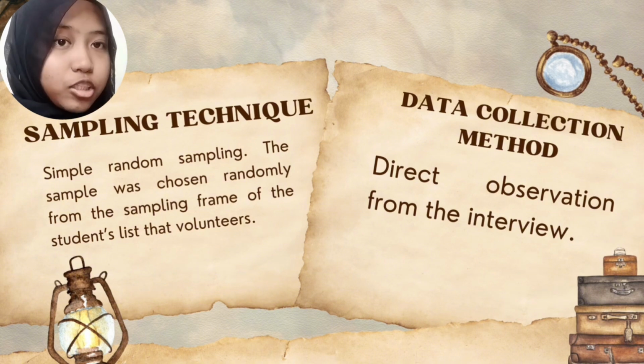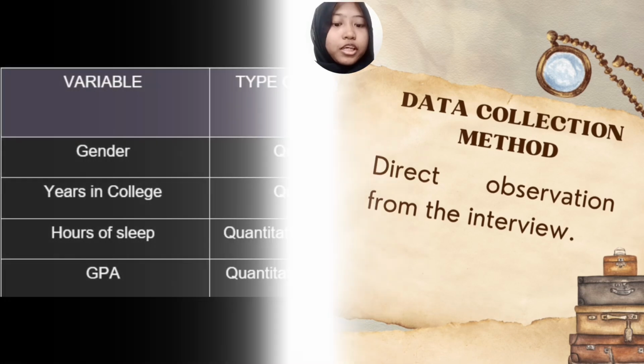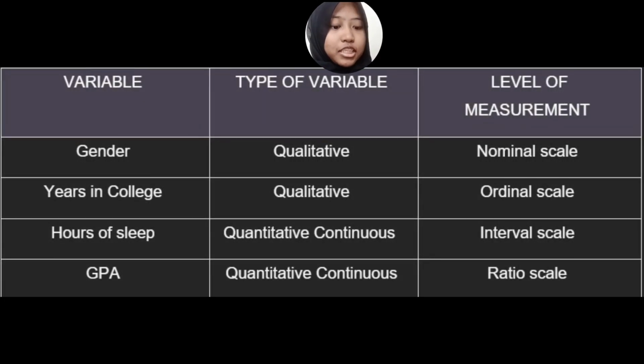And the data collection method was direct observation from the interview, and as we can see from the table provided, there are the variables in the study that consist of genders, age, years in college, hours of sleep, and GPA.